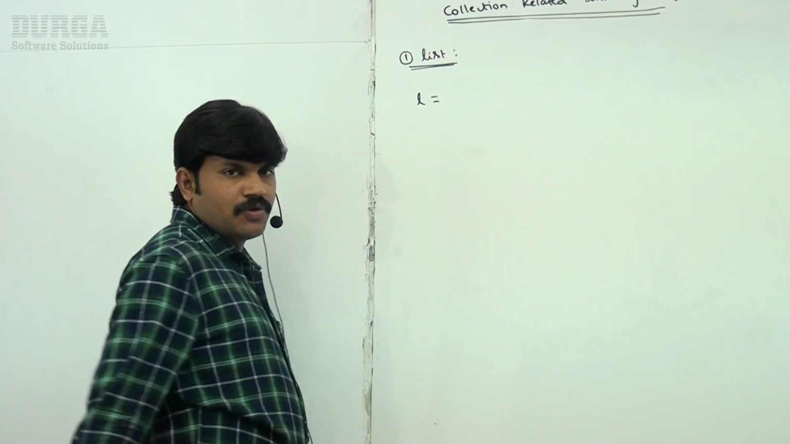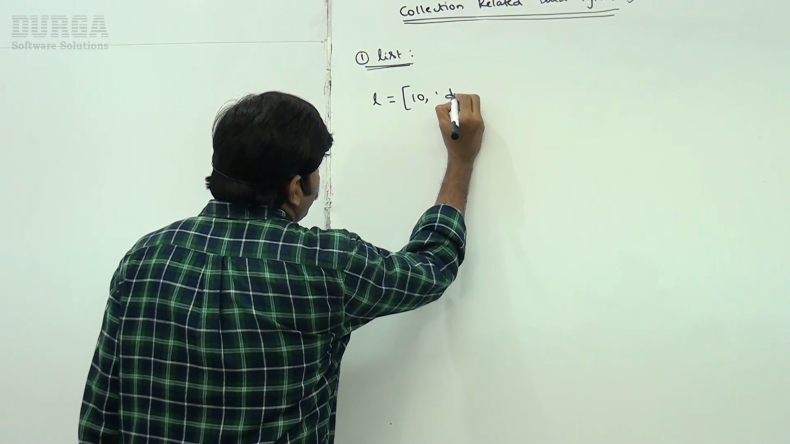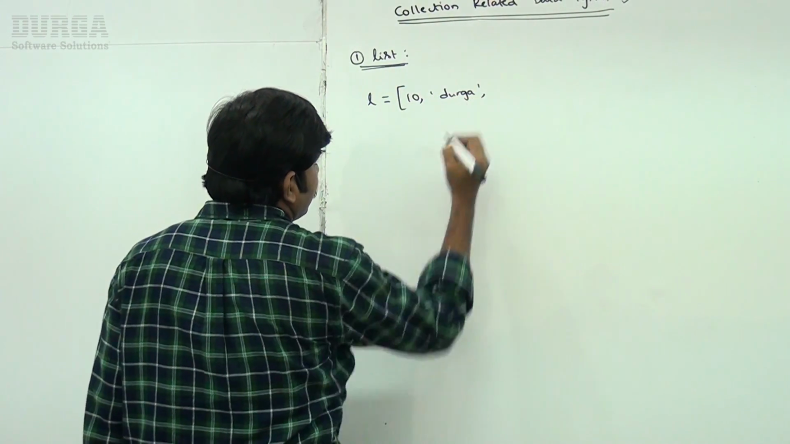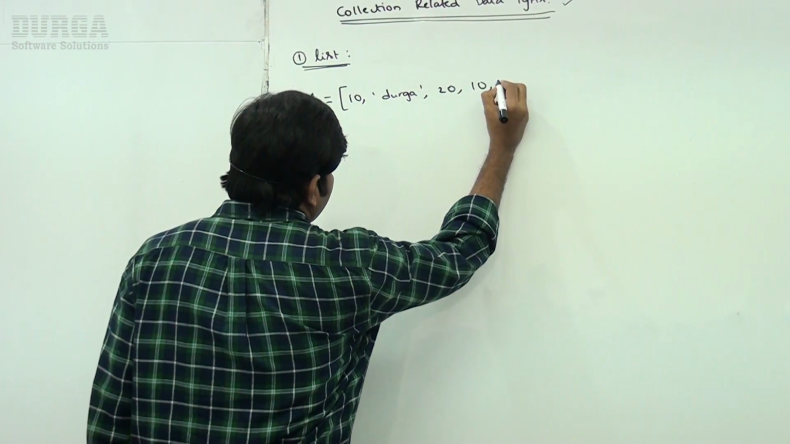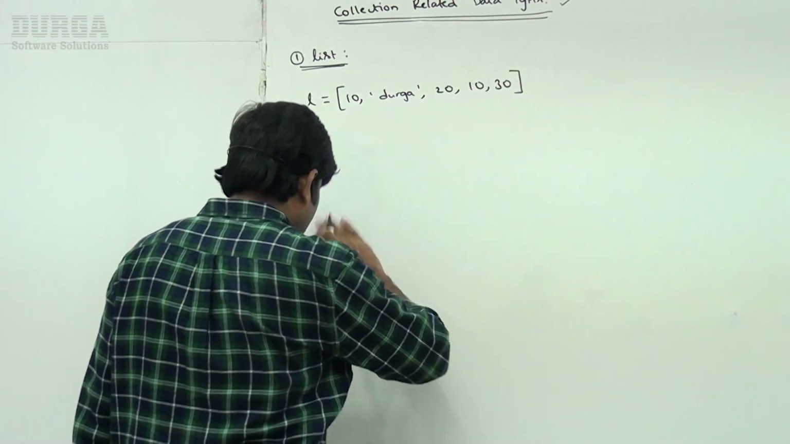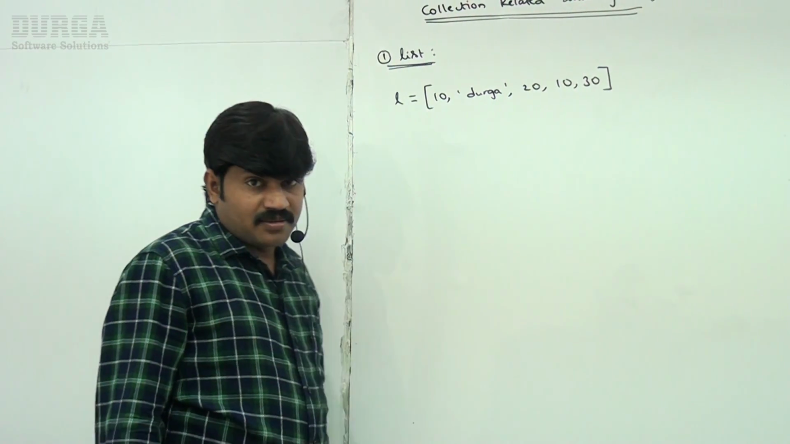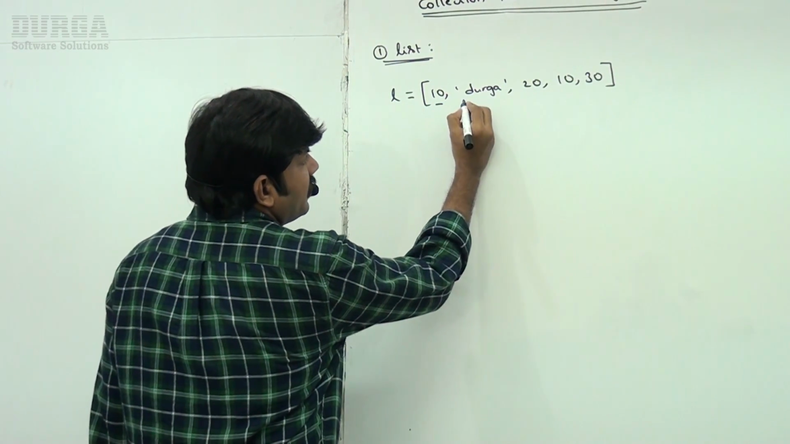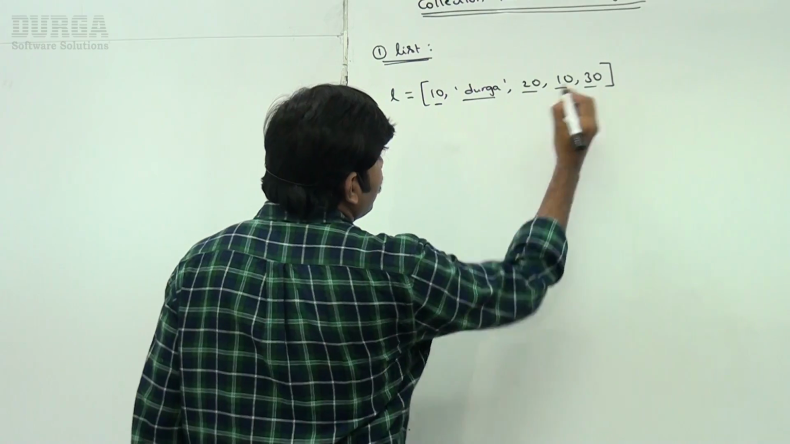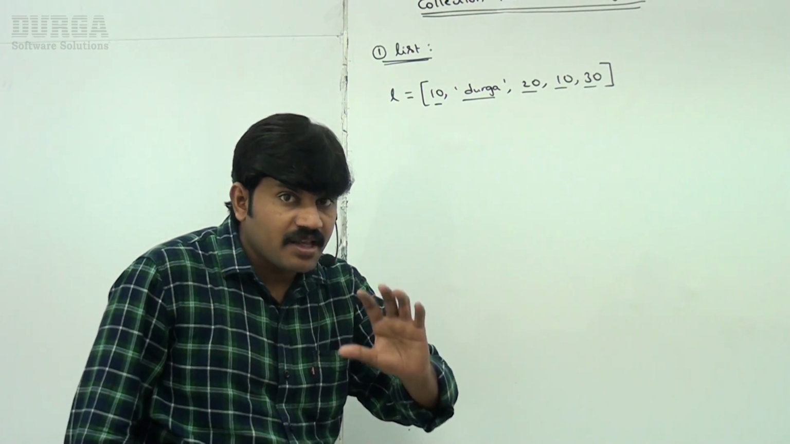Well, sir, now can you please tell how to represent a list? L is equal to, I'm taking here 10, Durga, 20, 10, 30, like this. Take very special care. Is it a list or not? Yes. How many values are there in this list? Please confirm. First value, second value, third value, fourth value, fifth value. So this list contains 5 values.